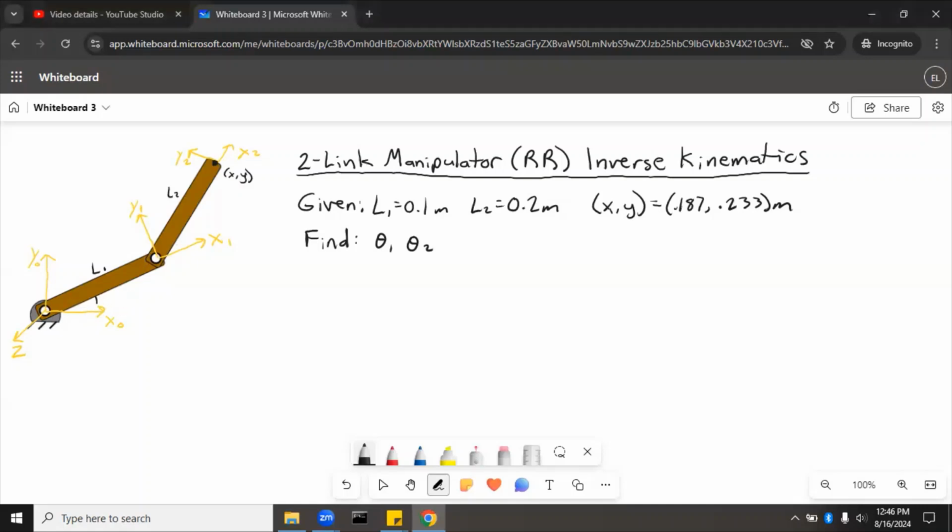Theta 1 here is the angle between link 1 and the ground. We'll label that theta 1. And theta 2 is the angle between link 2 and link 1. Here would be theta 1 still. We're going to get theta 2 first, using the Pythagorean theorem and the law of cosines. And then we'll use more trig to get theta 1. So we'll write our plan down here.